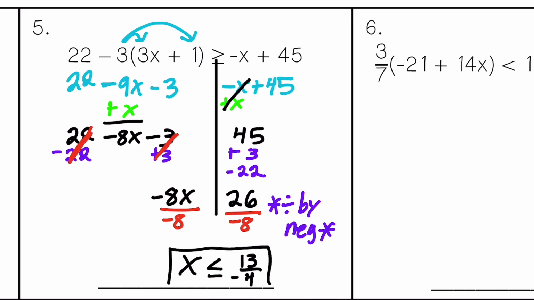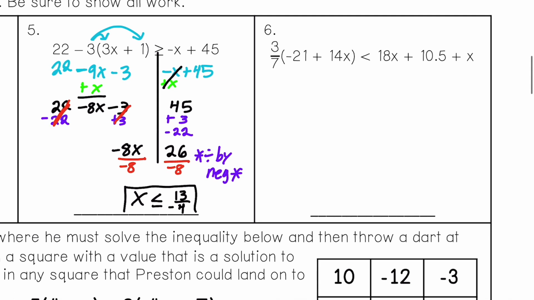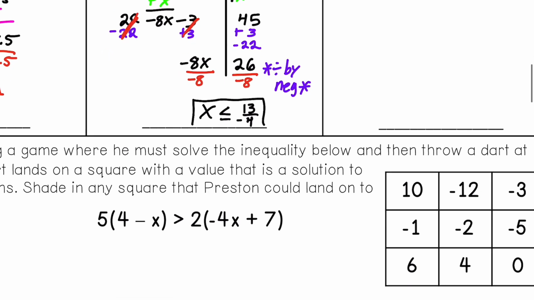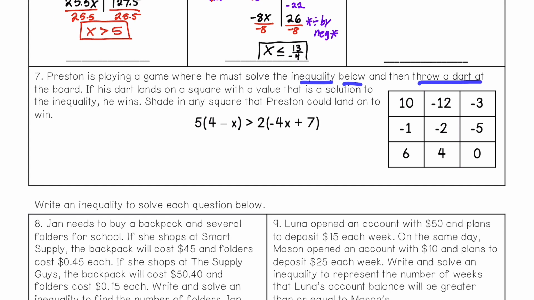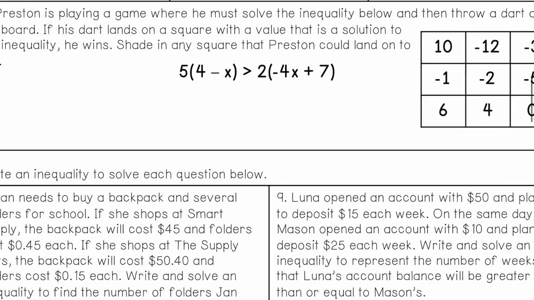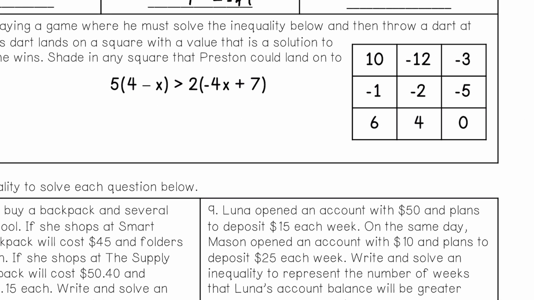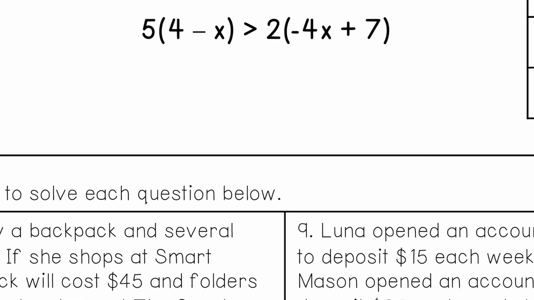Number 6, I'm going to skip for time purposes. Let's go ahead and take a look at number 7. Preston is playing a game where he must solve the inequality below and then throw a dart at a board. If the dart lands on a square with a value that is a solution, he wins. So we want to shade in any square that Preston could land on. Okay, so it's just asking us which of these numbers is a solution. All right, well, let's draw a line down my sign.